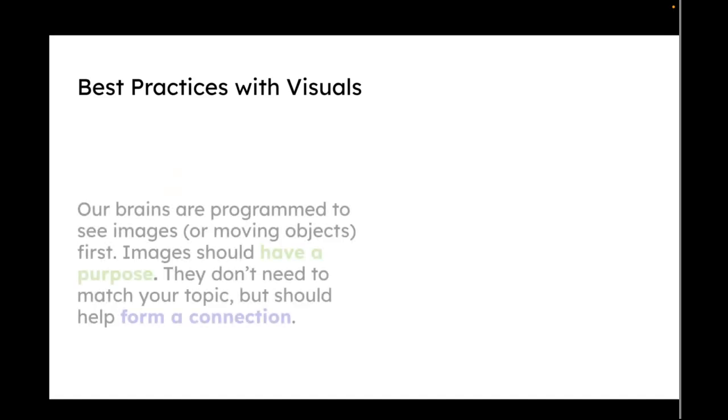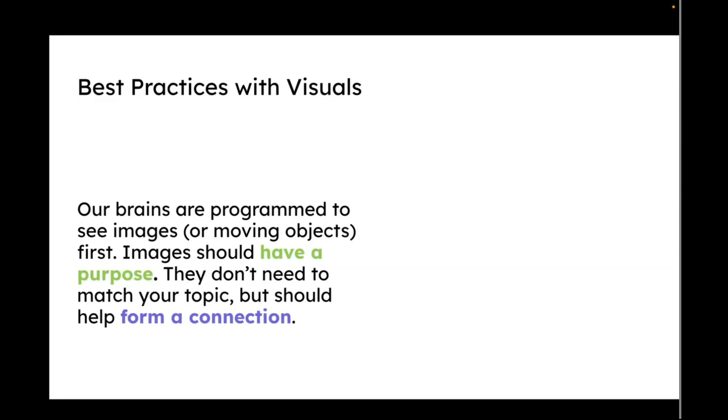First off, let's talk about the best practices that the research tells us when you are using visuals. Our brains, we know from brain research, are programmed to see images or moving objects first when they appear on a screen. Images absolutely positively have to have a purpose. They don't need to match your topic, but they should help your audience form a connection.